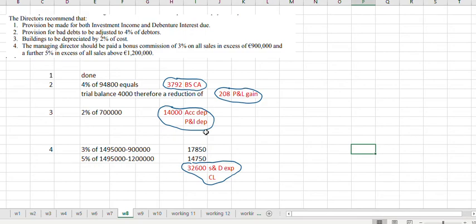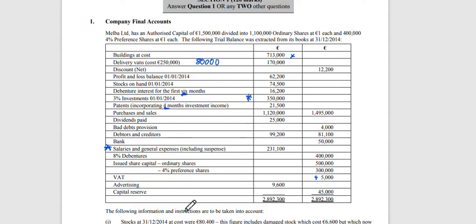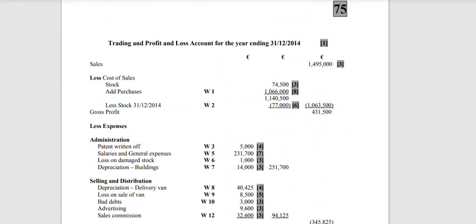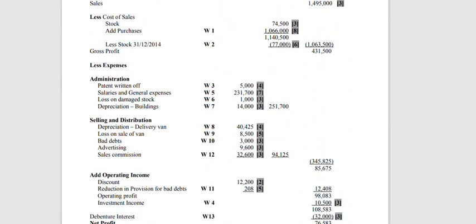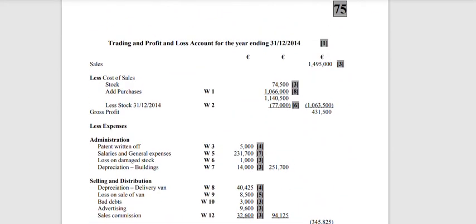So what I'm going to do, I'm going to run through the marking scheme quickly to make sure we know exactly where every figure is coming from. I'm going to tick them off as I go along. So first of all, there's 1 mark for the heading, which are given in the question. Sales does not change. That's a trial balance figure.